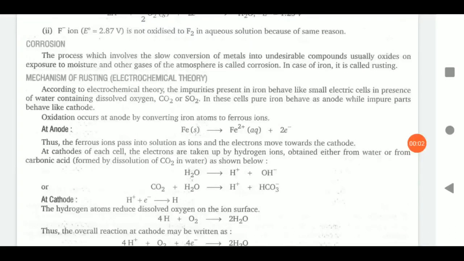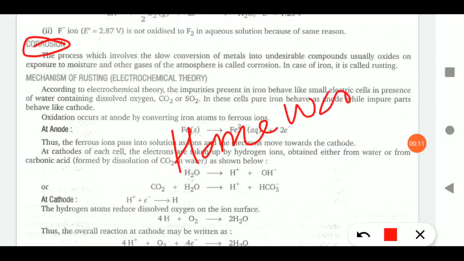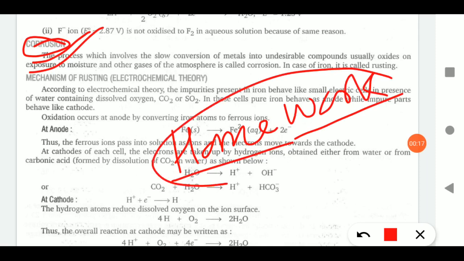Hello students, today we will discuss the next topic, that is corrosion, as well as I will allot some homework. Watch this video carefully. First of all we will discuss some topics and later we will discuss the homework.